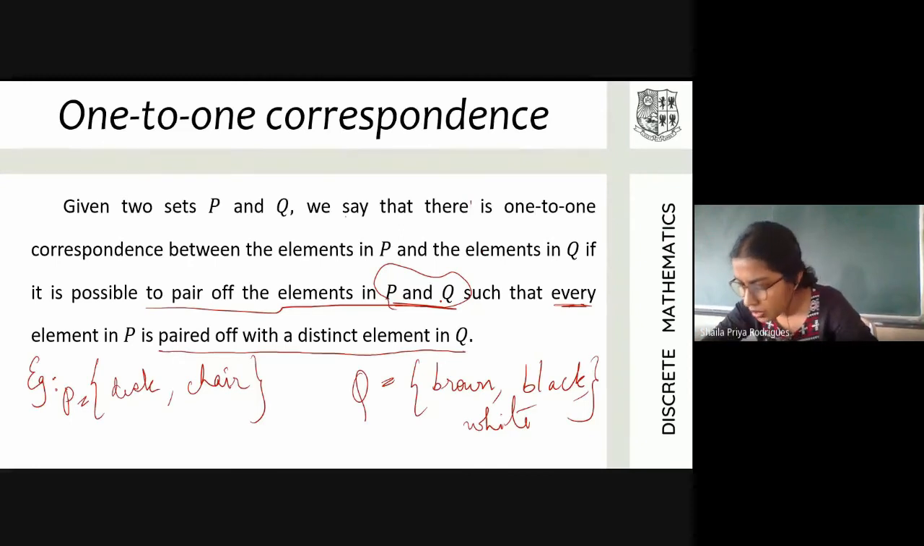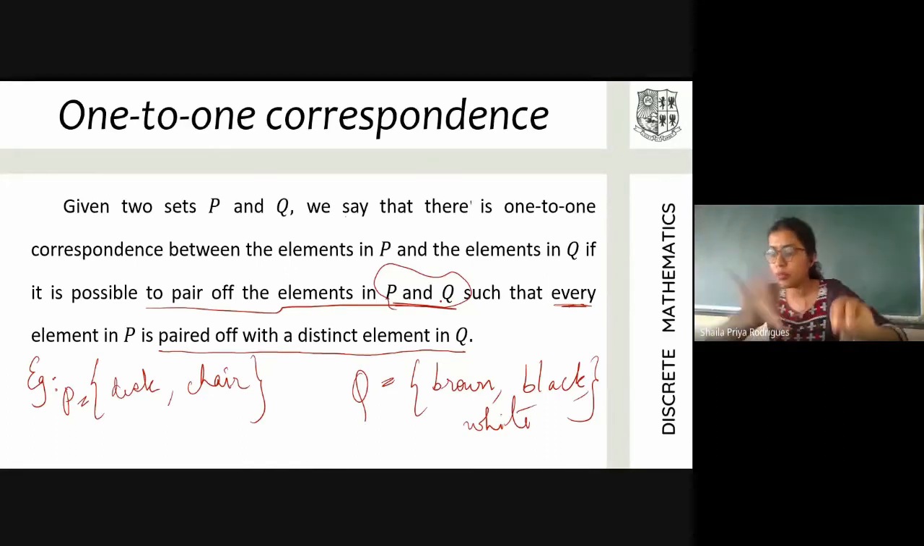Pairing of elements. When you do that, no element in P should be left out, as well as no element in Q should be left out. So in that case, both sets should have an equal number of elements, and only then you can pair an element of P with an element of Q. No, one-to-one correspondence need not be a function.